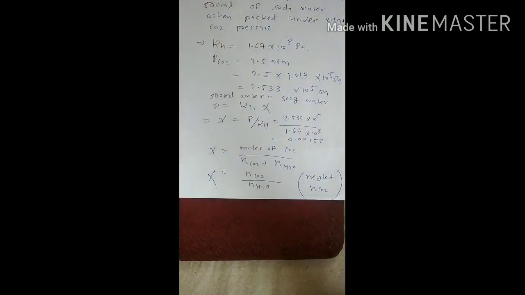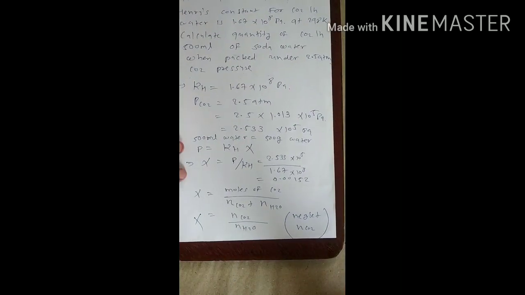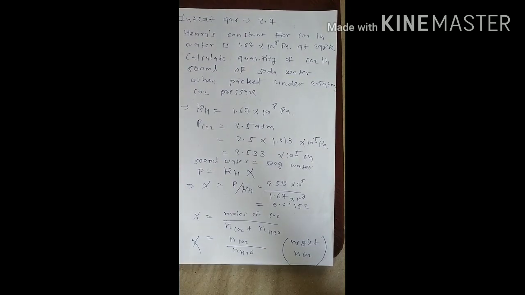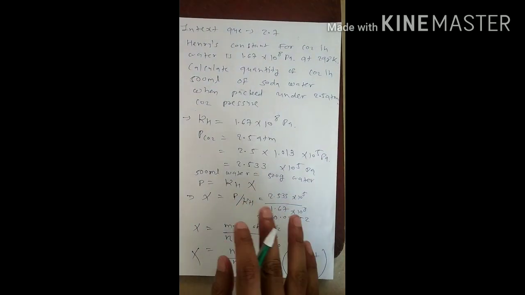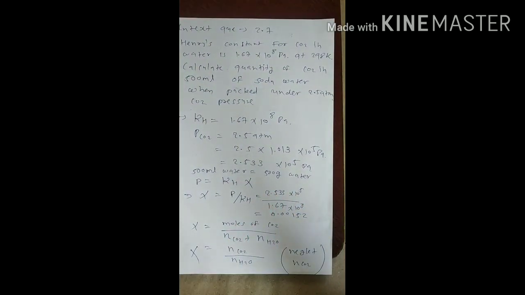Now example number 2.7 from your in-text question. What is the question first? Henry's constant for carbon dioxide in water is 1.67 into 10 raised to 8 at 298 Kelvin. Calculate quantity of carbon dioxide in 500 ml of soda water when packed under 2.5 atmosphere carbon dioxide pressure.